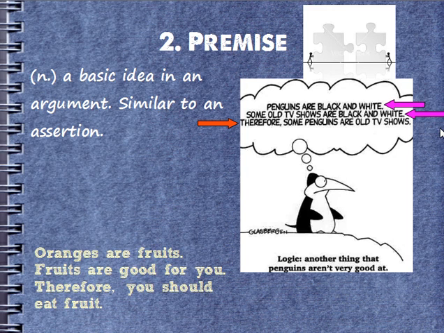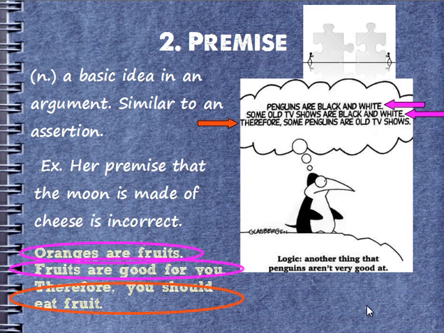Let's try another group of sentences to see if you can identify a premise versus a conclusion. Oranges are fruits. Fruits are good for you, therefore you should eat fruit. Where's one premise? Okay, oranges are fruits. Where's another premise? A single basic idea. Fruits are good for you. And you put those 2 premises together and you get a conclusion. What is the conclusion of this argument? You should eat fruit. Now this one makes a little bit more sense than our penguins. We'll see why in a little bit.